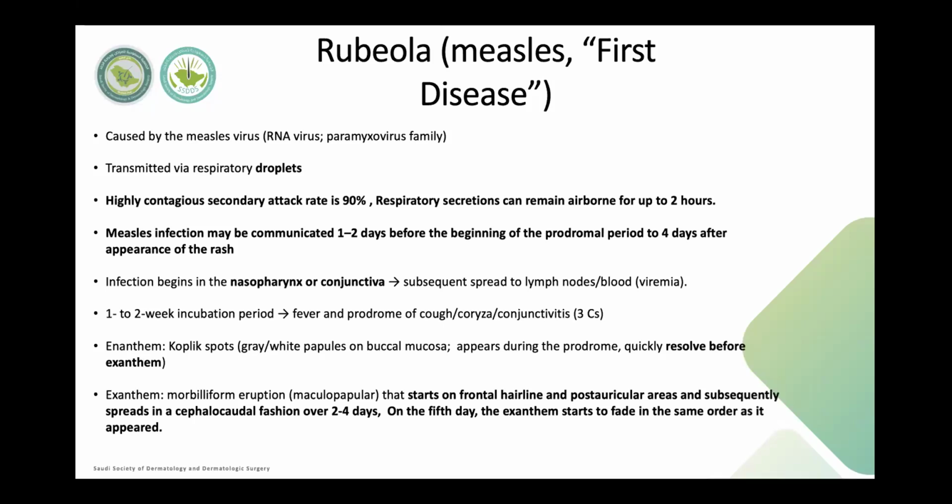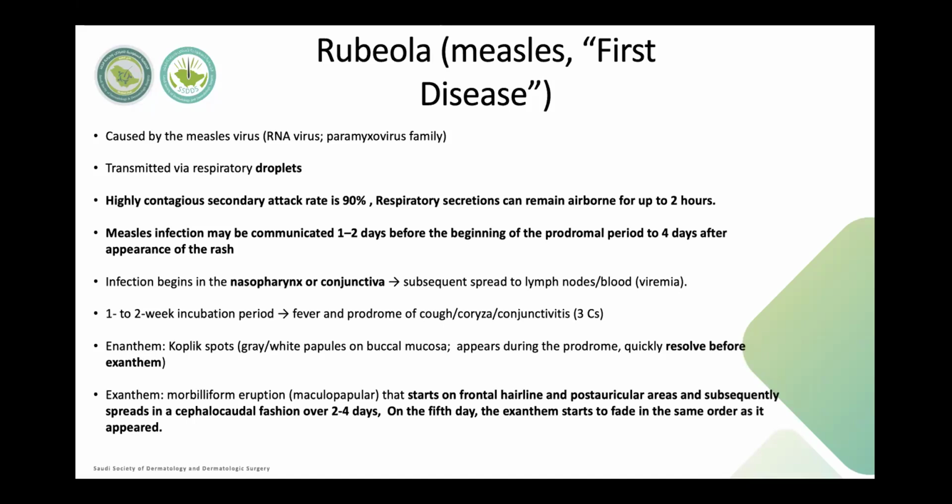So how does it start? It starts with a prodrome. The prodrome lasts for around 3 to 4 days: fever and the 3 C's, cough, coryza, conjunctivitis. And at the same time, they have the Koplik spots, which later disappear with the appearance of the exanthem, the rash. So when the patient has the rash, most likely he will not have the Koplik spots. The rash is usually cephalocaudal, so it goes from head to toes over 2 to 4 days, and then by the 5th day, it will disappear.